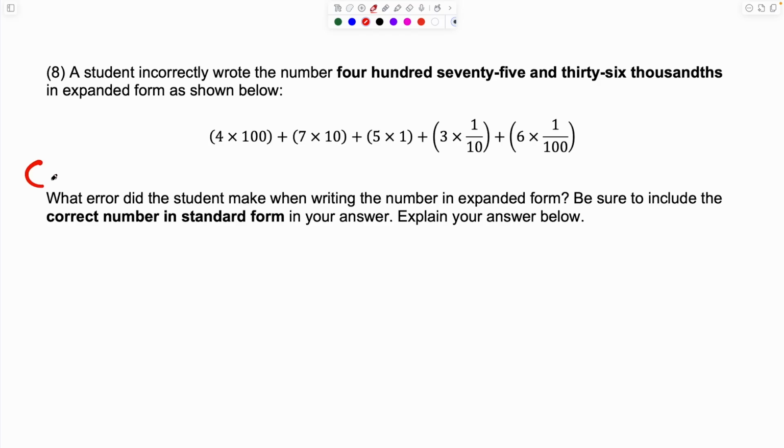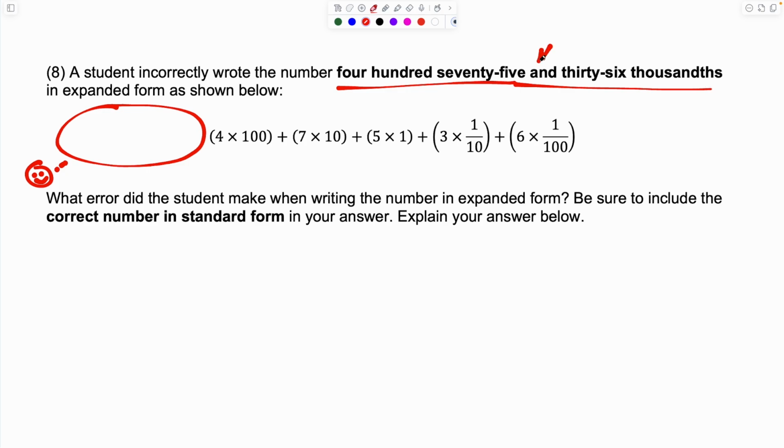So for this one, my thought process is to break the number down that they gave us piece by piece. They told us the student incorrectly wrote this number, 475 and 36 thousandths. The word "and" here is telling us where the decimal is. So we have 475 first, and so the decimal goes here, 36 thousandths.